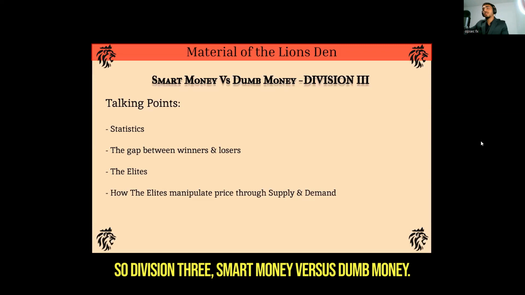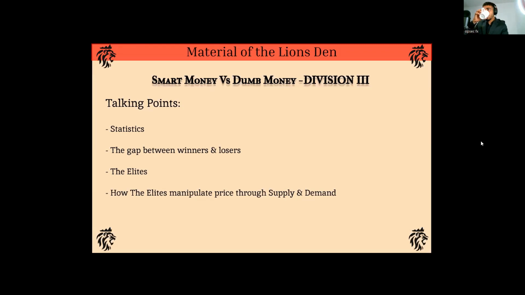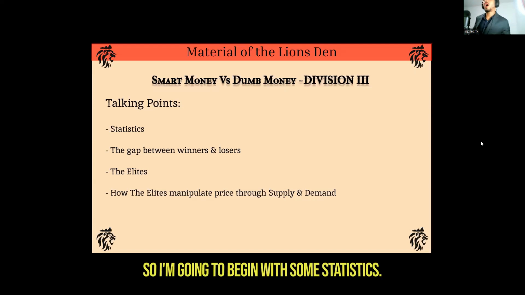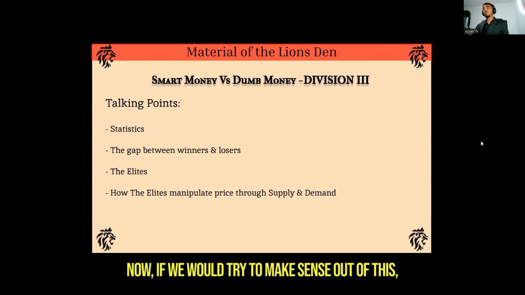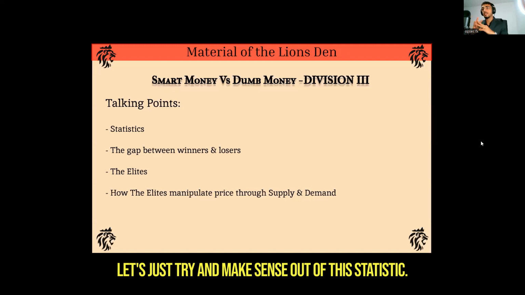So, division 3, smart money versus dumb money. So I'm going to begin with some statistics. The first statistic I'm going to mention is that 95% of retail traders are losing. Their portfolios are in a net loss. Now, if we would try to make sense out of this, right? Let's just try and make sense out of this statistic.